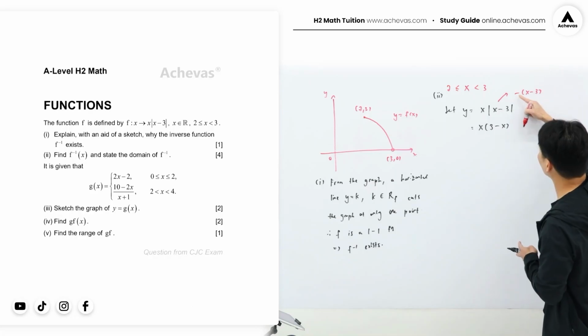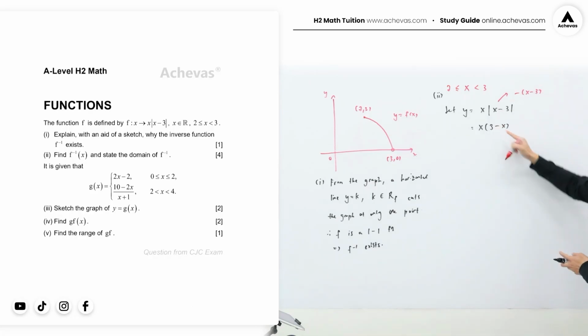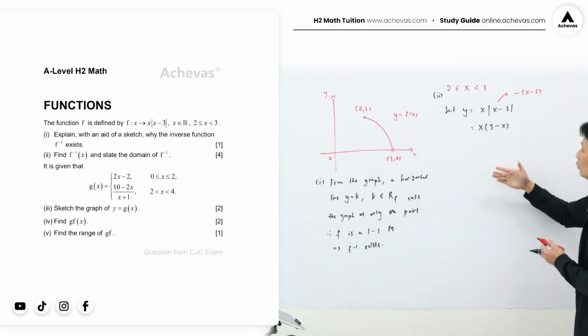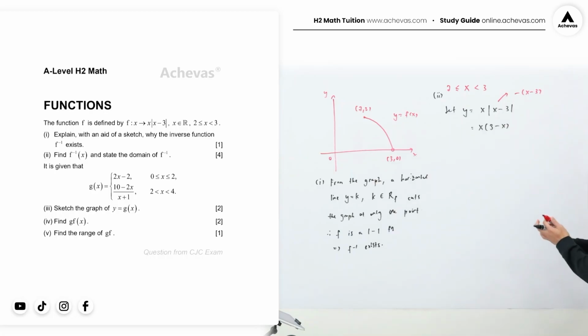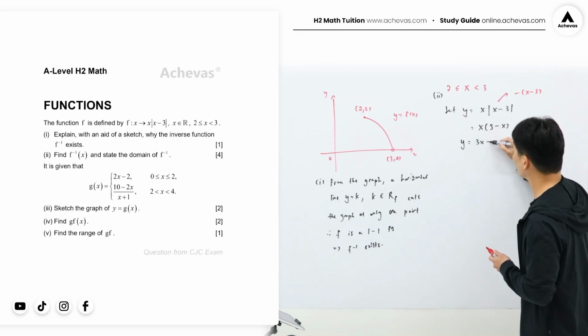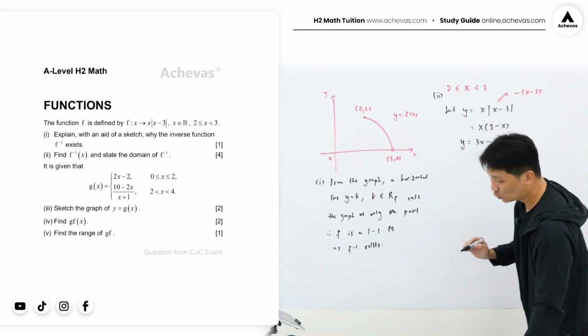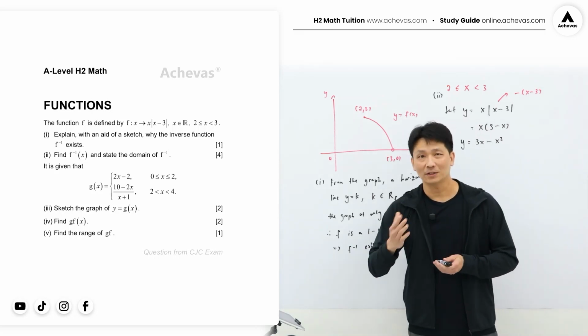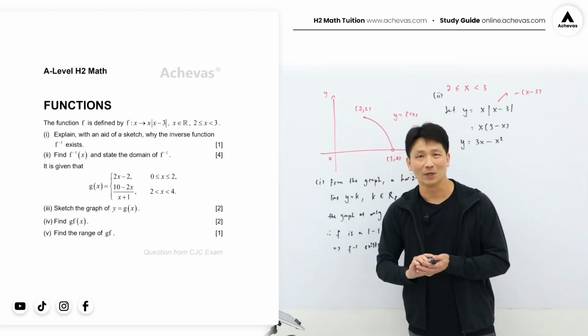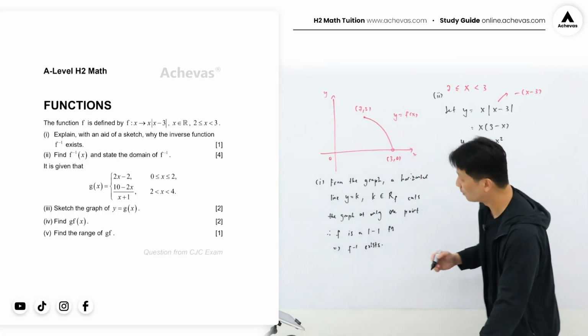So then I multiply the minus in, I'll just flip this. Right, so this will be the expression we're going to use to try to make x in terms of y. We're going to expand out. So we have y equal to 3x minus x squared. There are two ways of doing this. First, by using completion of square. The other way, we can use the quadratic formula. I'm going to go for the quadratic formula.